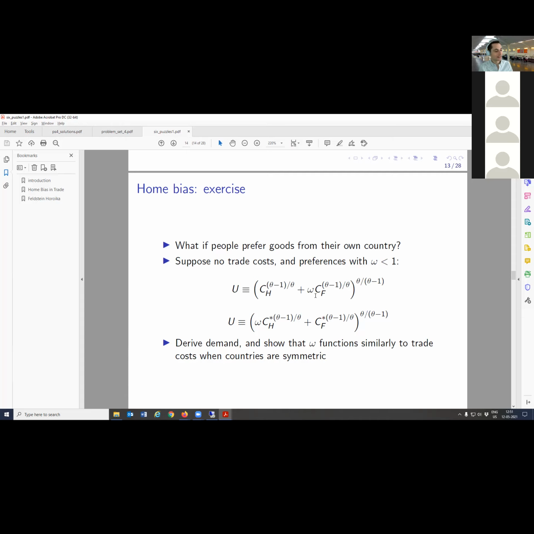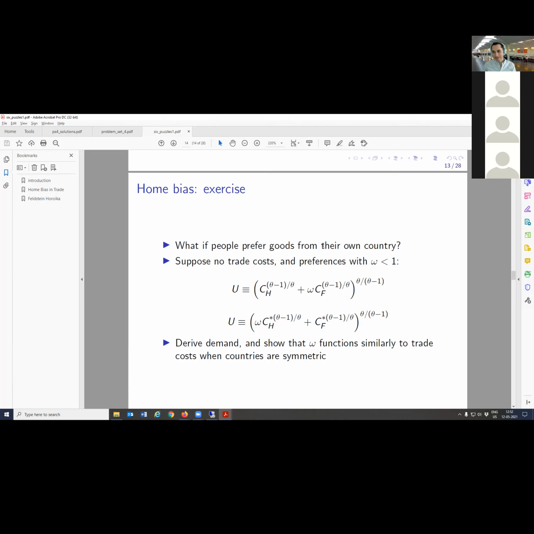Or maybe you want to put them in a place like Denmark that's very flat, or the Netherlands, rather than a place that's very mountainous, like Switzerland, because the Swiss aren't going to consume that many bicycles. So the idea here is to show that without trade costs, if we just use preferences, then we can actually get very similar results to trade costs.